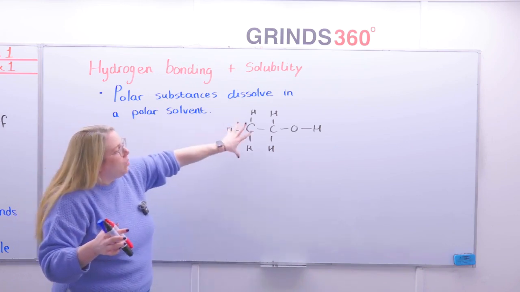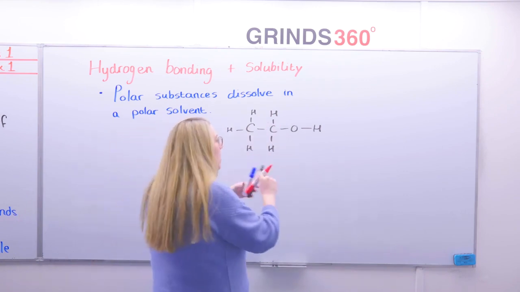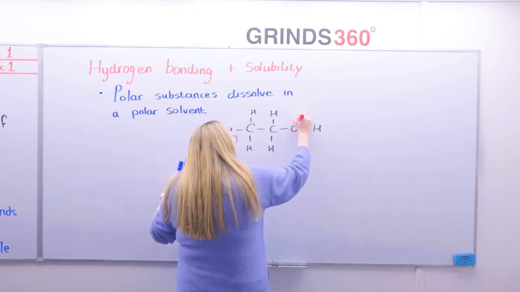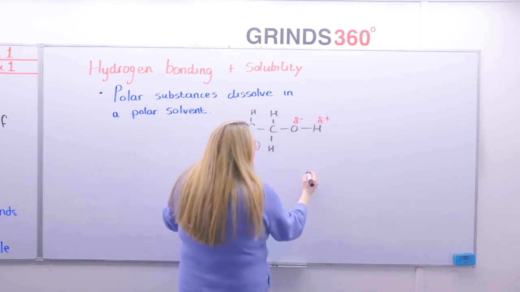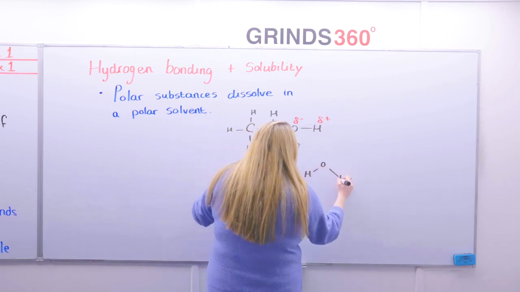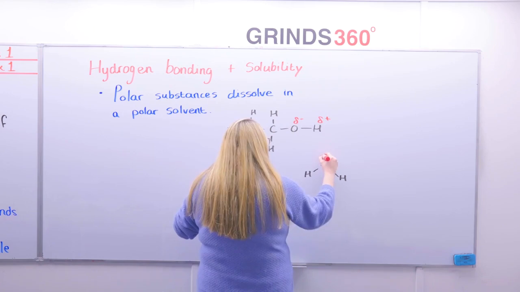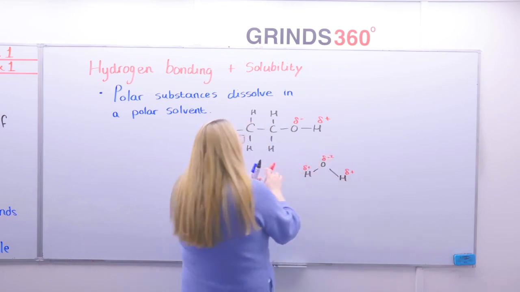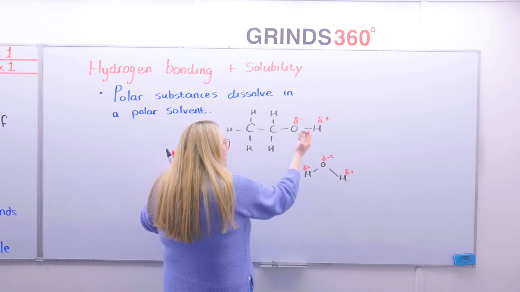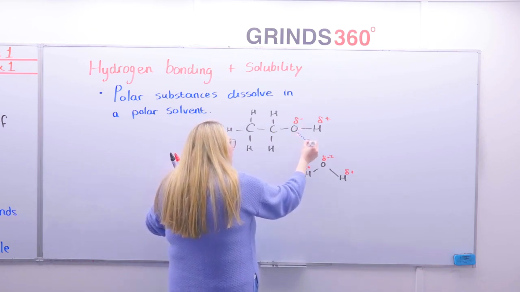So here, when you look at the ethanol, it is polar, and we did this previously. You've delta minus on the oxygen, delta plus on the hydrogen. If I draw a molecule of water close by, you have delta minus on the oxygen, delta plus on the hydrogens. You have opposite dipoles nearby, so they will attract each other.